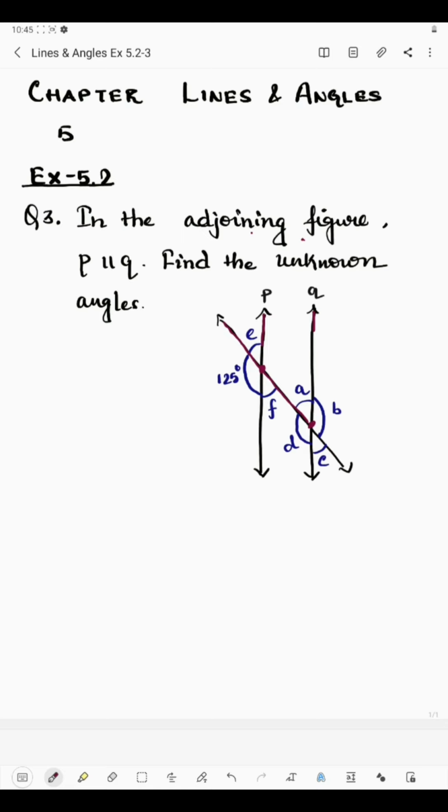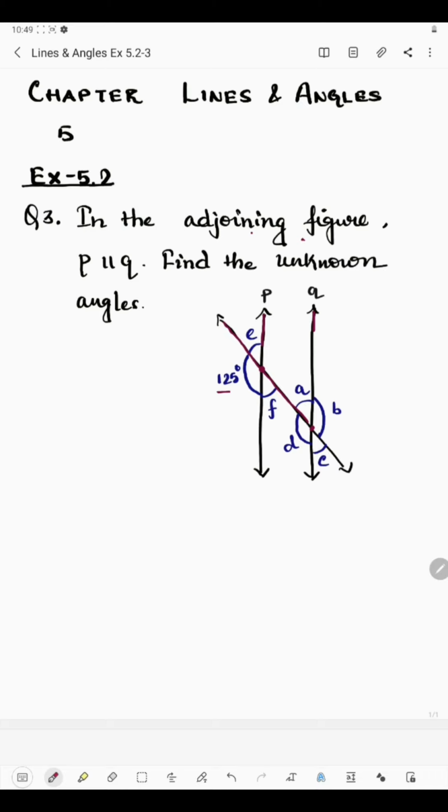That means we have to find the value of A, B, C, D, E, F. Now here only 125 degrees is given and all angles are unknown to us. So we have to find the unknown angles here. We can start with any angle, so let us start with angle E.